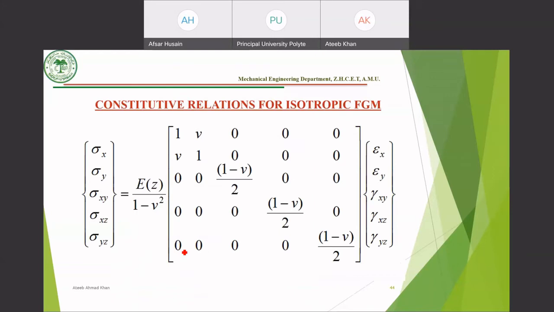Now, these are the constitutive relations for isotropic functionally graded material, where you can see that we are only using two material constants, which are E, or the equivalent E for this FGM, and the Poisson's ratio. Only two material constants are needed for this type of material. And in the next slide, I'll be explaining why only two material constants are needed and what an isotropic FGM is.